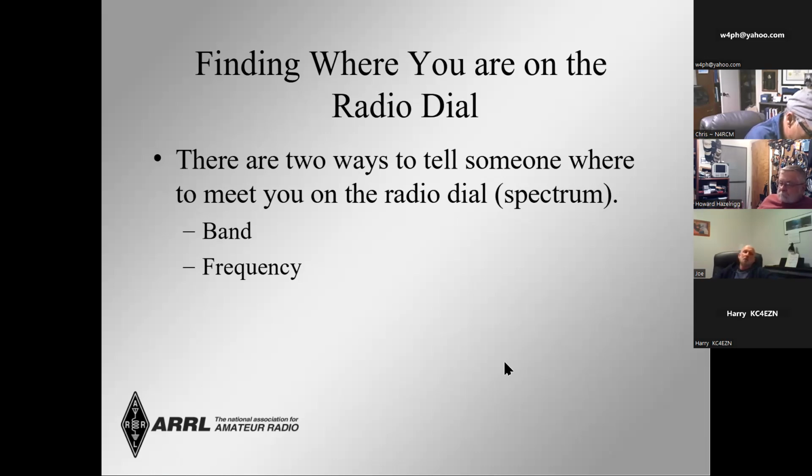Now, the wavelength at 20 meters, as we said, is 20 meters. And so we're looking at, let me think, 128 feet, somewhere in that neighborhood. Now, the 144 megahertz or 2 meter band we were talking about, the wavelength is 2 meters, which is about 6.5 feet. So you can see that as the frequency goes up, the wavelength goes down.